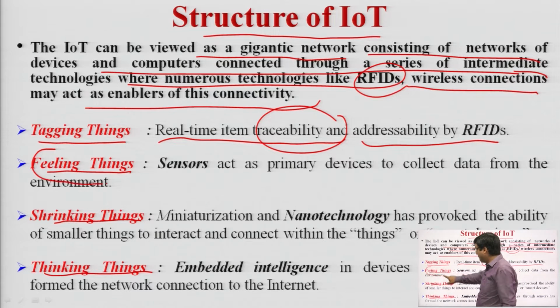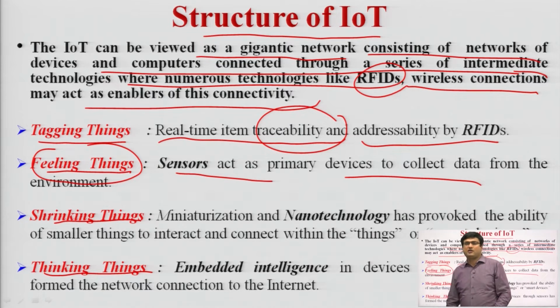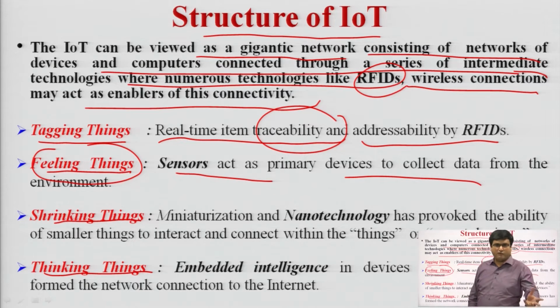Feeling things are things which can feel, and the feeling is done through sensors. Sensors are the primary devices deployed in the environment to collect data from the environment. Feeling means they can feel the environment and interact directly with it. The data we collect from the environment is collected by using sensors only.